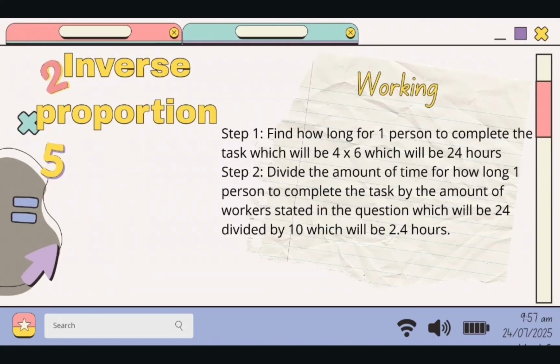In conclusion, the more workers working, the less time it takes to complete the task, and the fewer people working on the task, the more time is required to finish it.